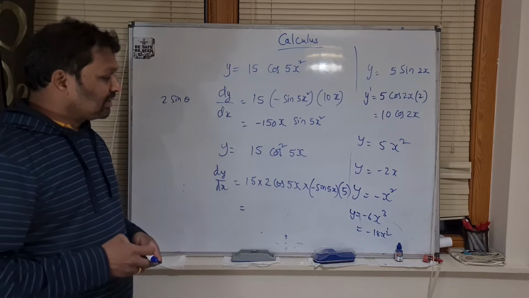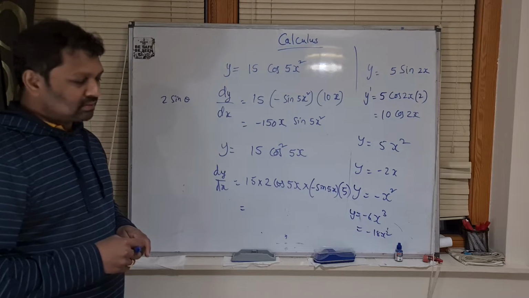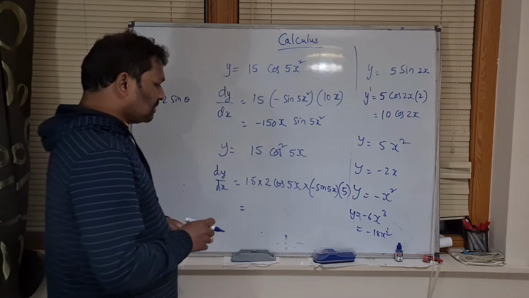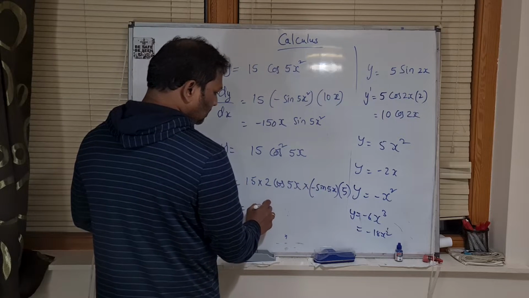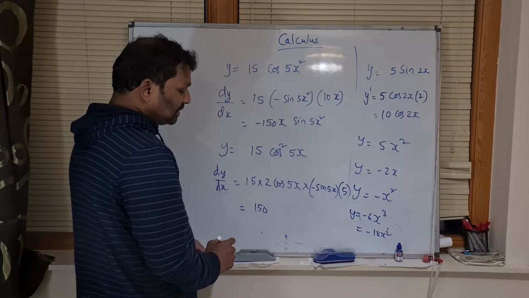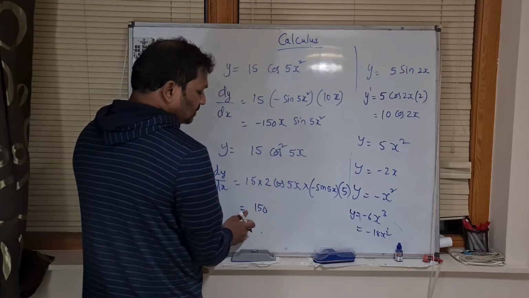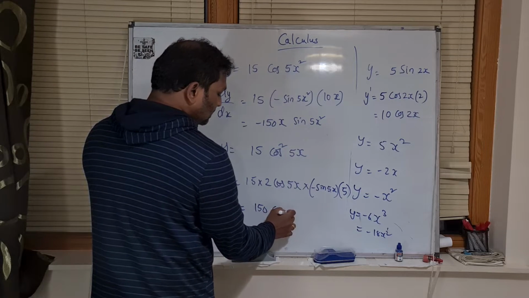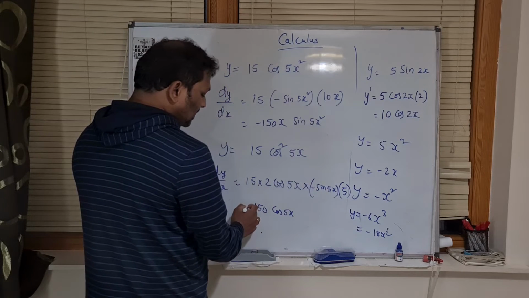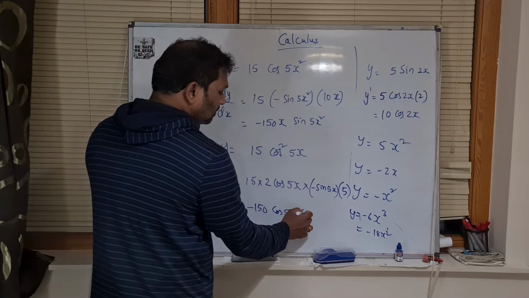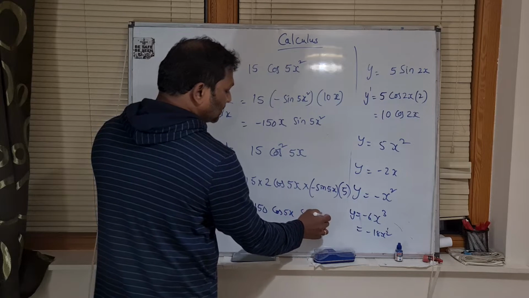Now, how can we further simplify it here? 15 times 2 times 5, which is 150. 30 times 5 is 150. And then cos 5x, and then minus sine 5x. If you bring the minus here, it will be minus sine 5x.